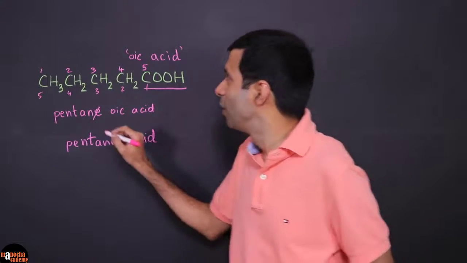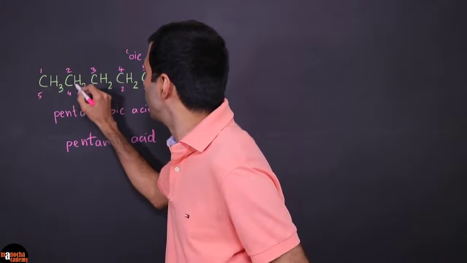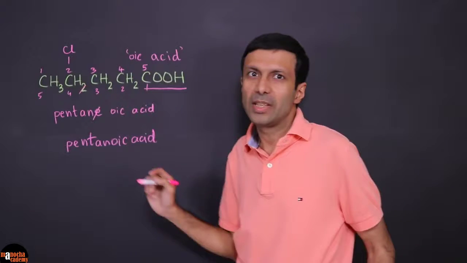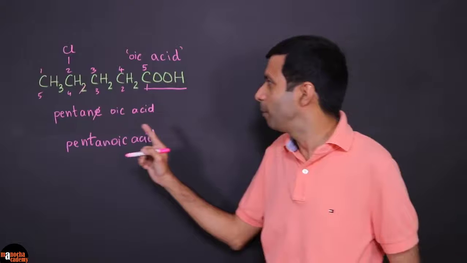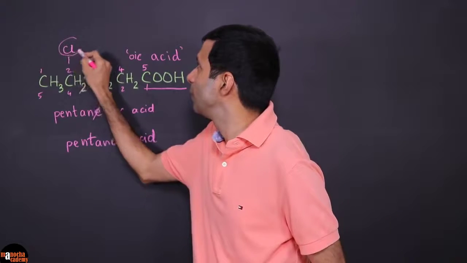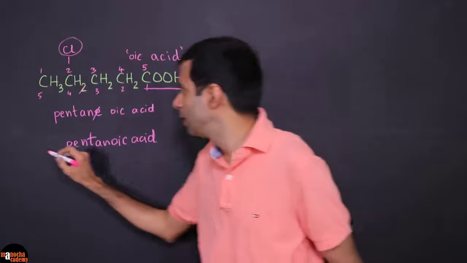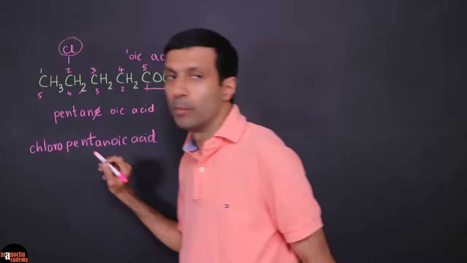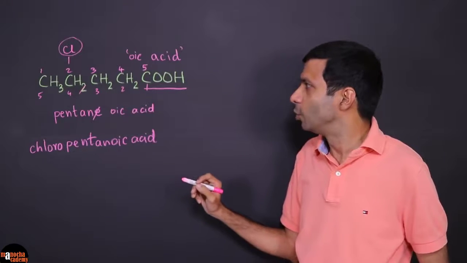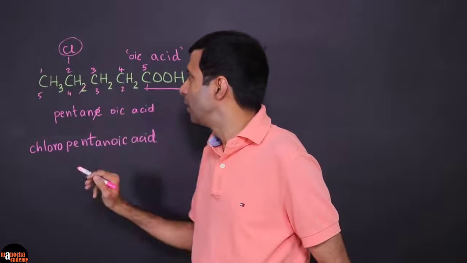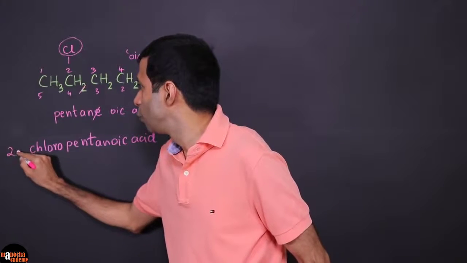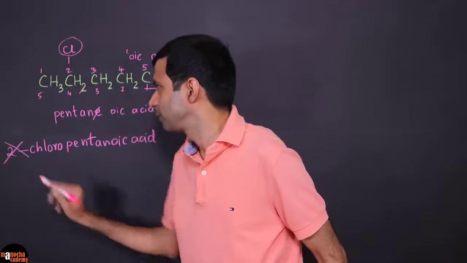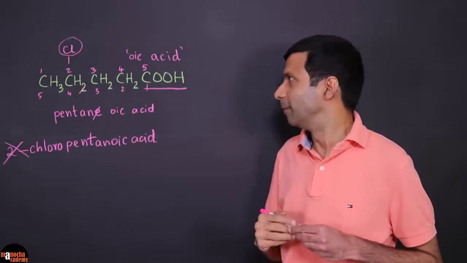Now let's say we have a chlorine over here. So I'm going to remove one H and let's add a chlorine in here. So what will the name of this compound be? So it's basically a pentanoic acid and the halogen comes in the prefix. So it would be a chloropentanoic acid. But we need to do the numbering, right? So what number should we choose? If we look at the smallest number, we will think of writing it as 2-chloropentanoic acid. But that's the wrong answer. Let me explain to you why.